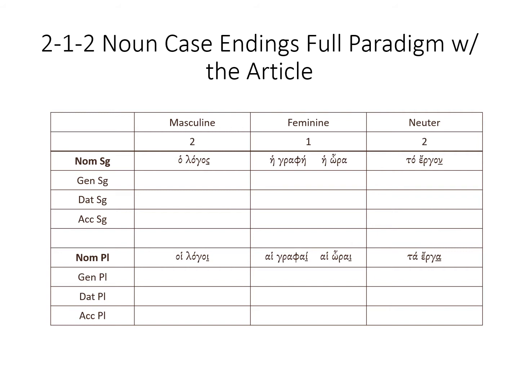And here we have actual words in the nominative. A couple of them, ho logos. Now I say the whole phrase ho logos, I'm including there the definite article. He graphe, he chora, to ergon. The actual word is just logos, graphe, chora, ergon. Here, he here, here, and ho, those are the article.